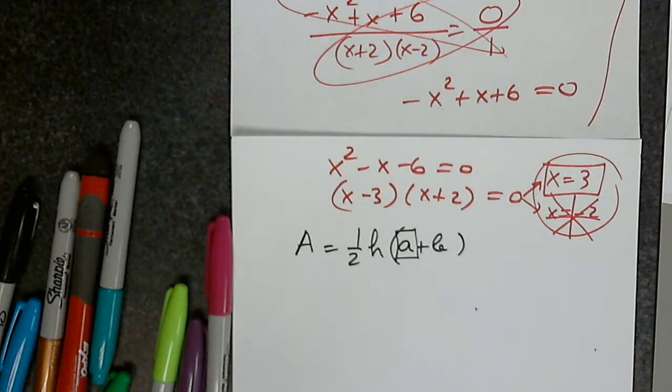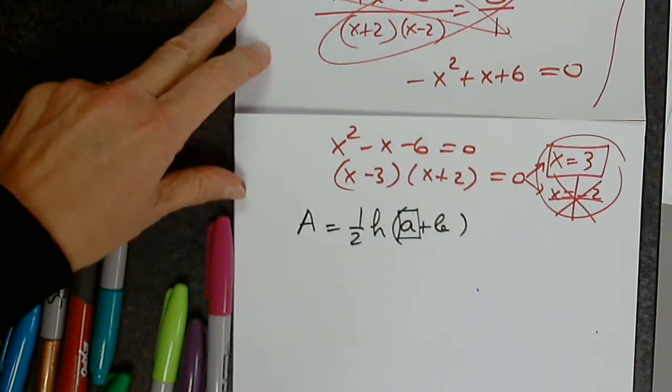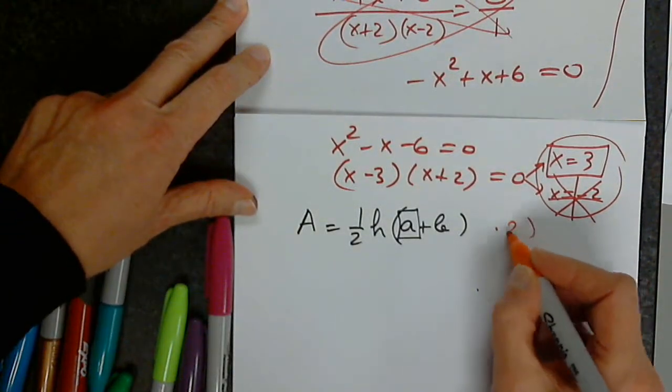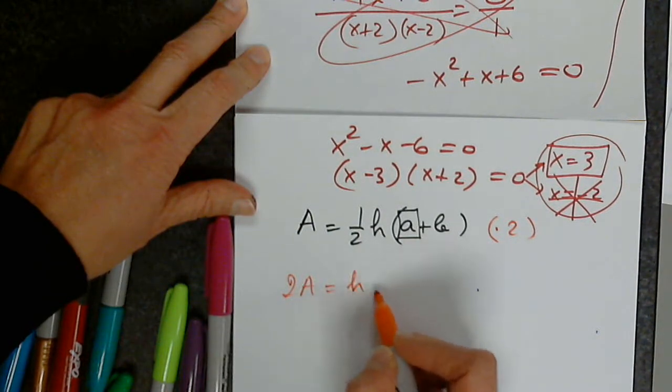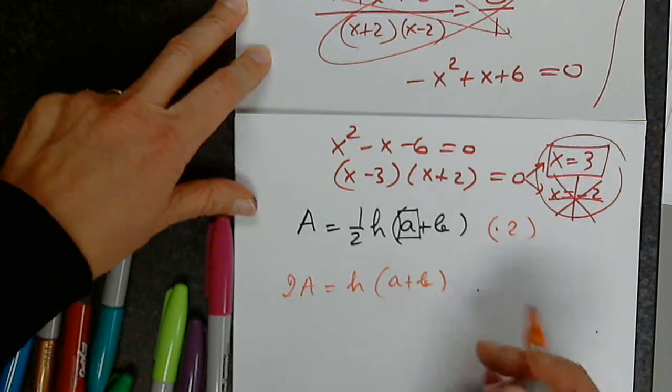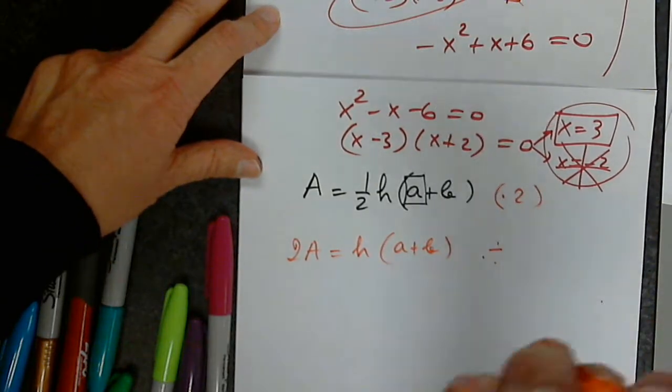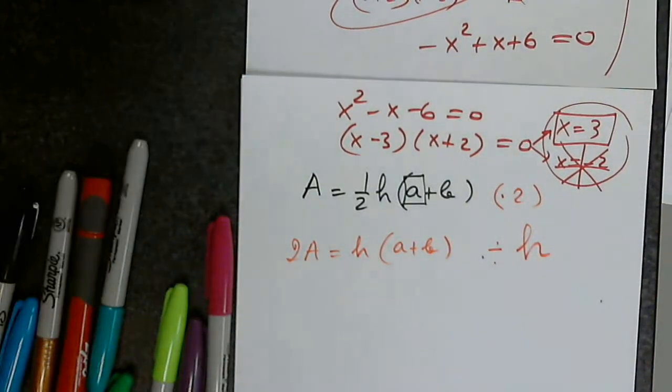Well, this is the area of a trapezoid. It comes from geometry. So we're asked to solve for A. What will you do first? Divide by 1/2, true. You can do it in 2 steps. I would like to multiply first by 2 and get 2A equals H times (A plus B), and perfectly, you can do it in 1 step, divide both sides by H.